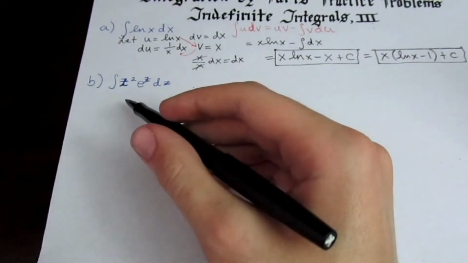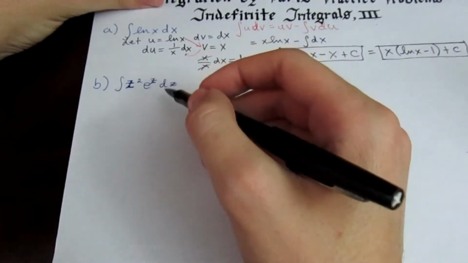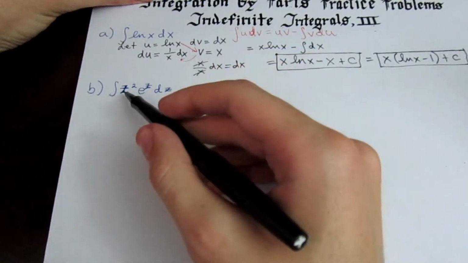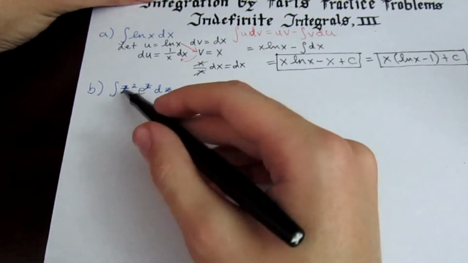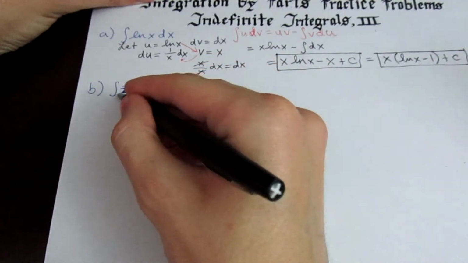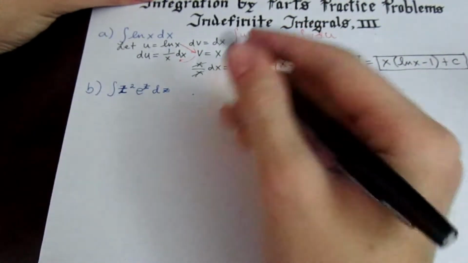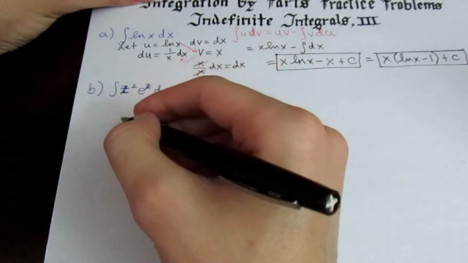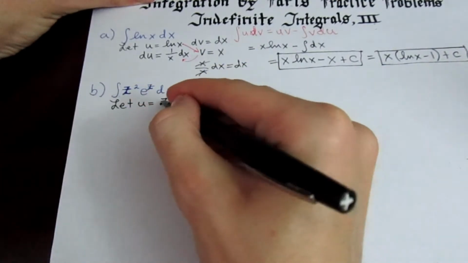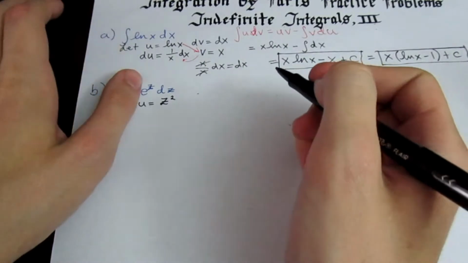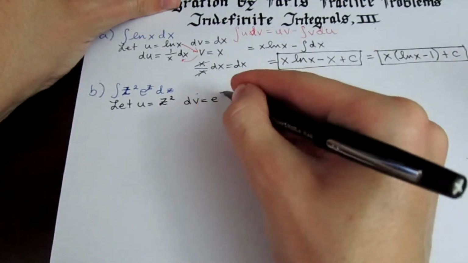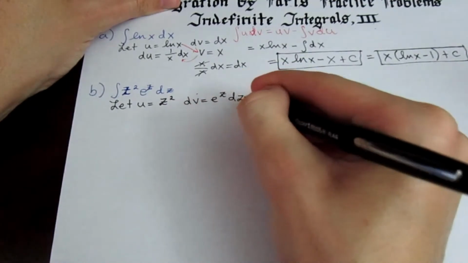Okay, same thing. We want our u to be something that we could differentiate easily, and our dv being something that we could integrate easily. We could differentiate and integrate both of these easily. So which one should we choose? We should always choose the polynomial, and as I do this problem, I'll explain more why later, but let's let u equal z squared, and then our dv is going to be everything left over. dv equals e to the z dz.